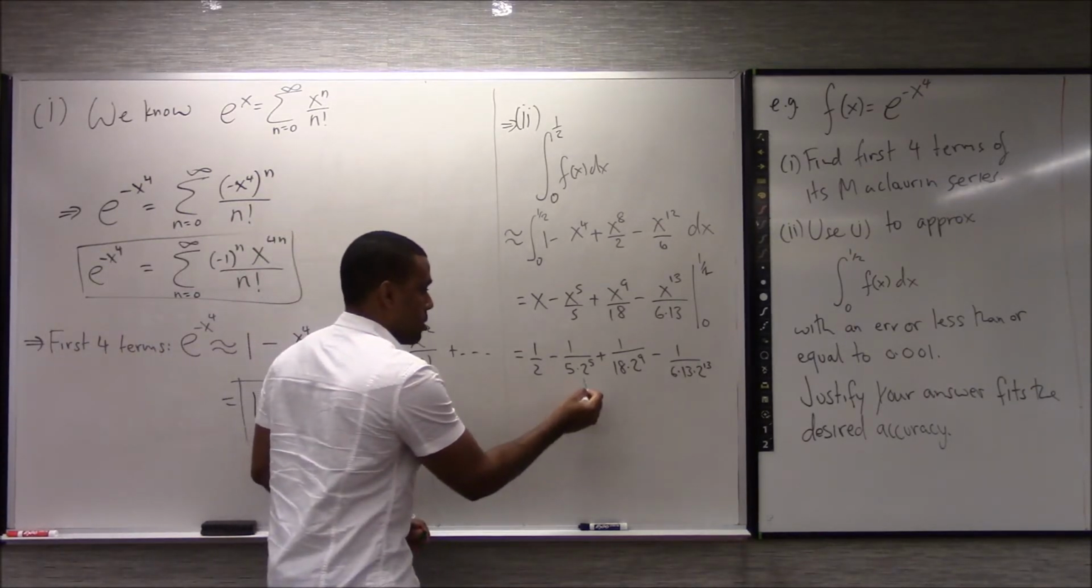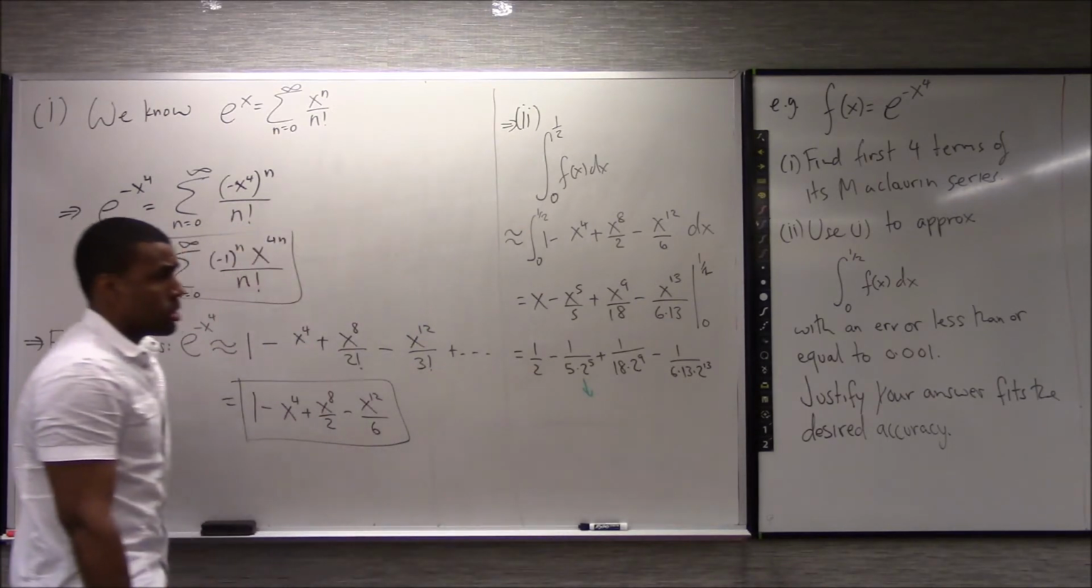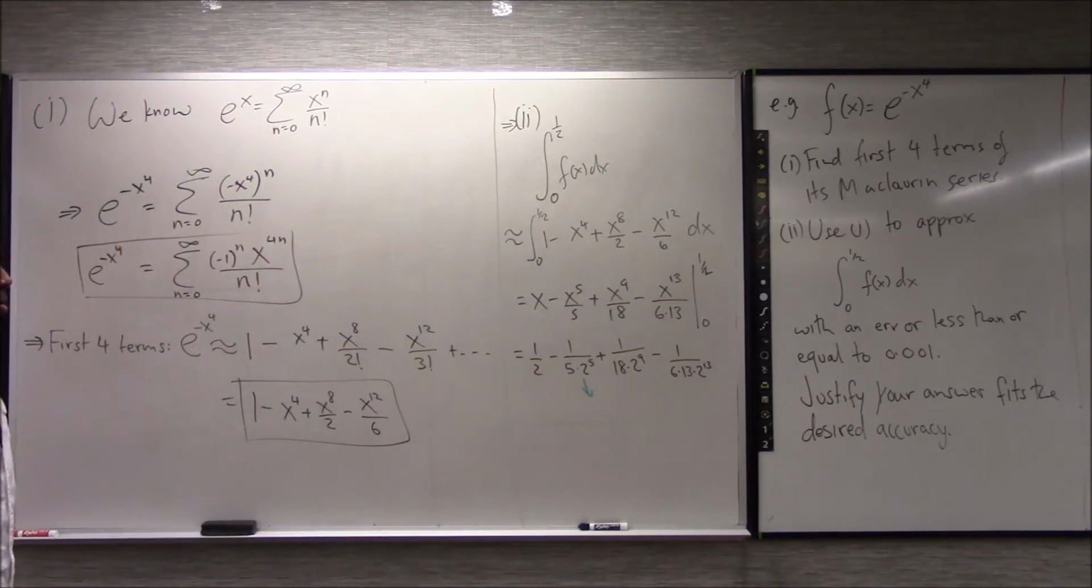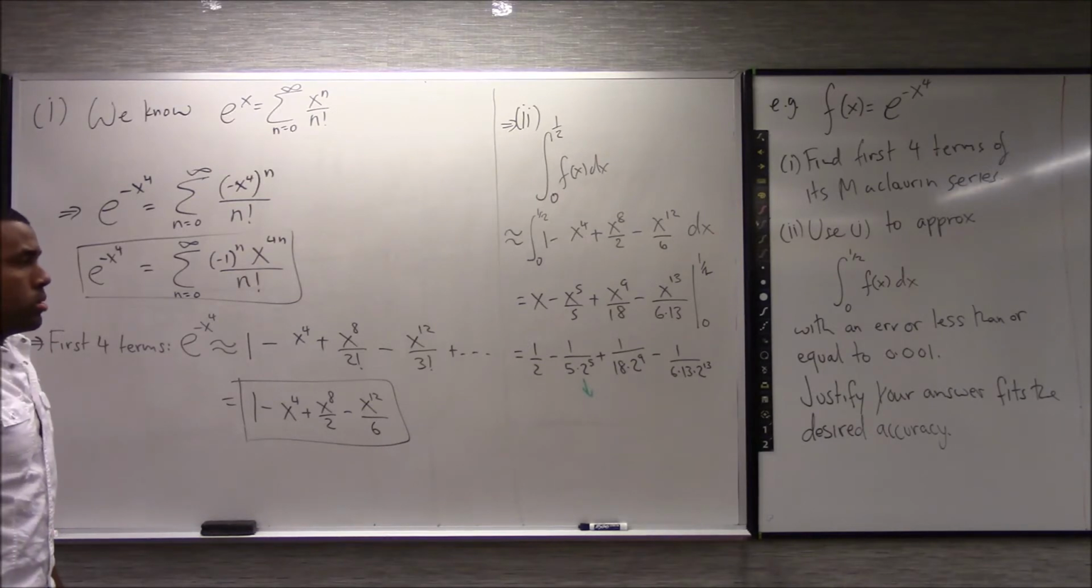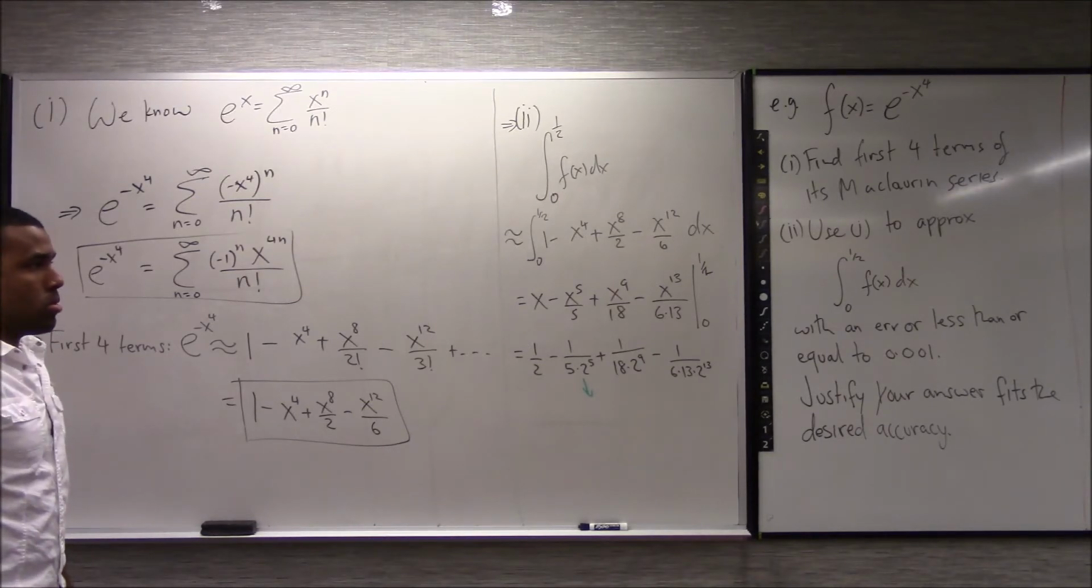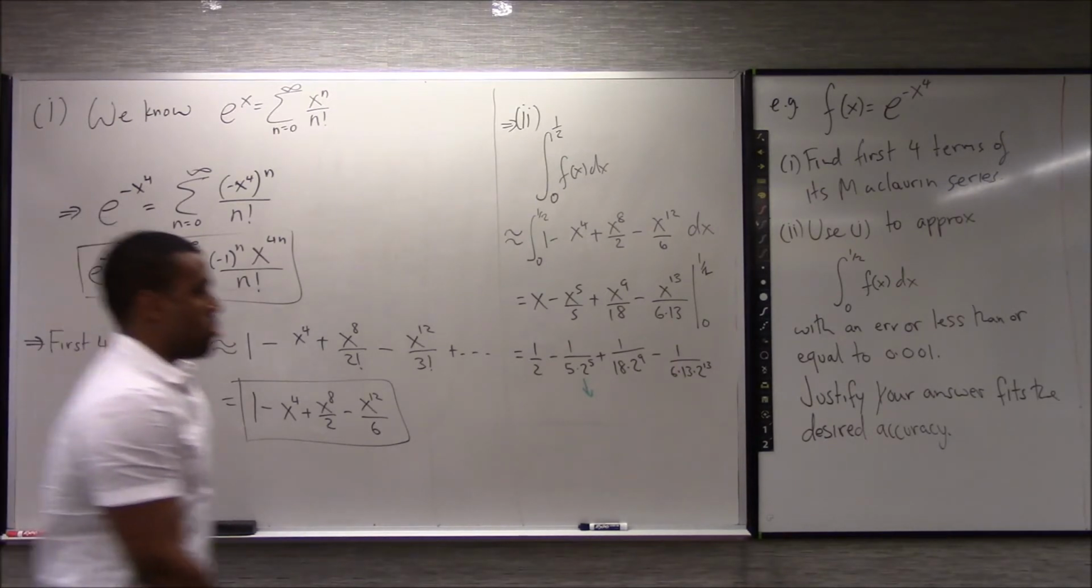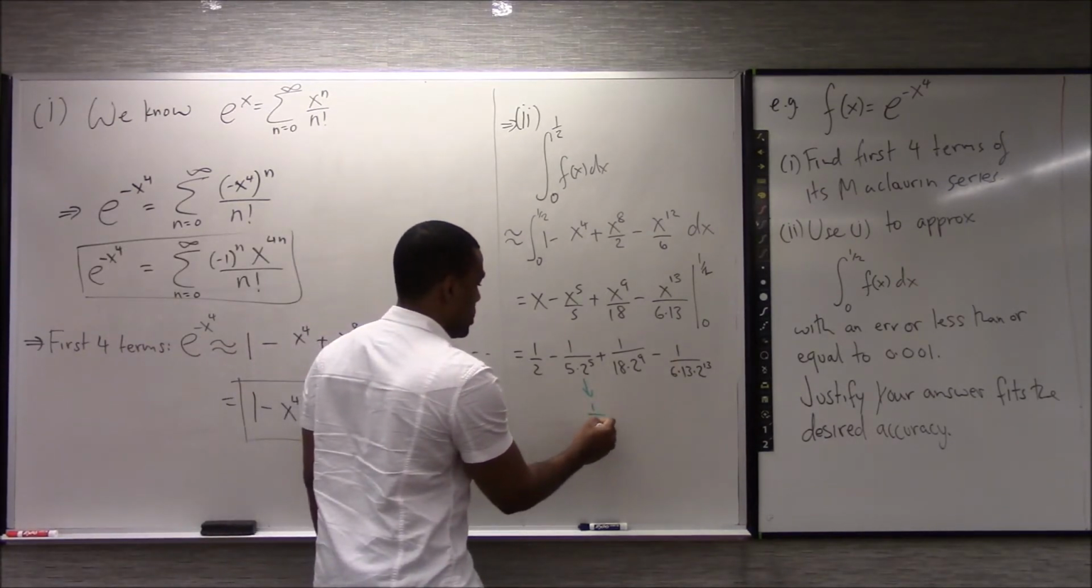So this guy might look big enough. Who is that? What is that? 32 times 5, which gives us? 40? It's 160. Yeah. That's 1 over 160.